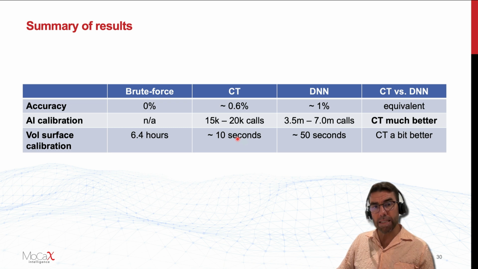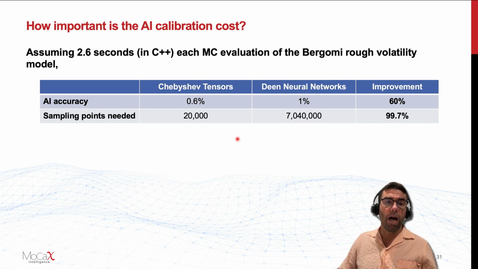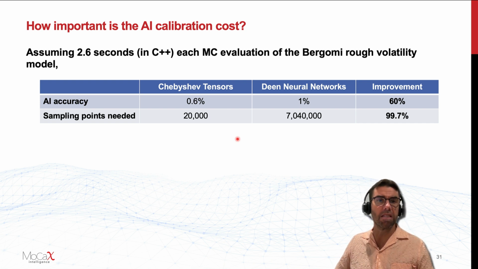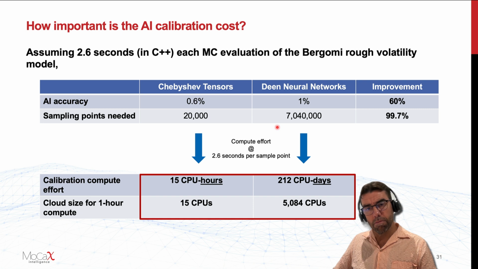From all these numbers, the one that really stands out is the AI calibration. Why? Let's put this into context. A typical Monte Carlo simulation using the Bergomi RAV volatility model takes, in optimized C++ code, around 2.6 seconds. In the case of Chebyshev tensors, in which we are calling it 20,000 times, 2.6 seconds called 20,000 times means we need 15 CPU hours. For the DNN, in which we needed 7 million points, this would take around 212 CPU days to compute.